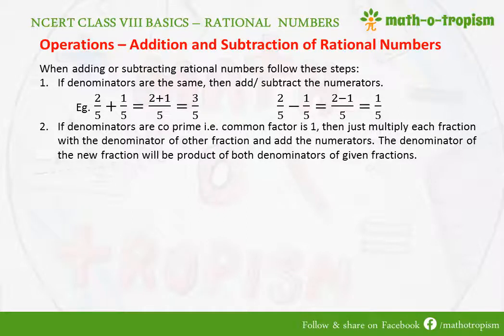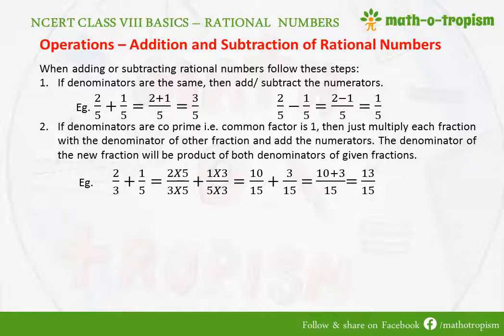add the numerators. So for example, if we have 2 by 3 plus 1 by 5, then 2 by 3 into the opposite side's denominator, which is 5. So 2 into 5 by 3 into 5 plus, similarly, 1 by 5 will be multiplied by the denominator of the other fraction, which is equal to 3. So 1 into 3 by 5 into 3, which gives 10 by 15 plus 3 by 15. Now the denominators have become the same, so we need to just add the numerators. So it will come as 10 plus 3, which is equal to 13 by 15.